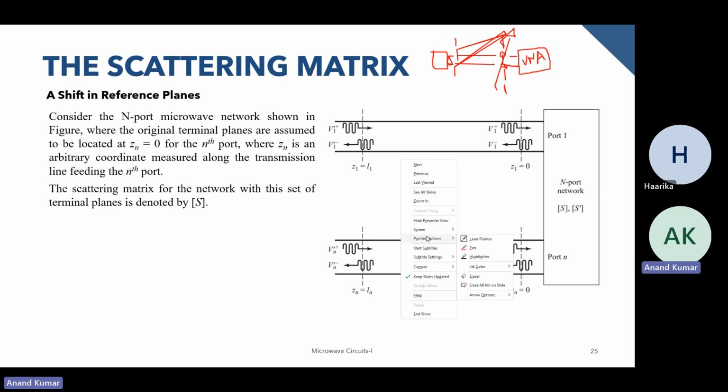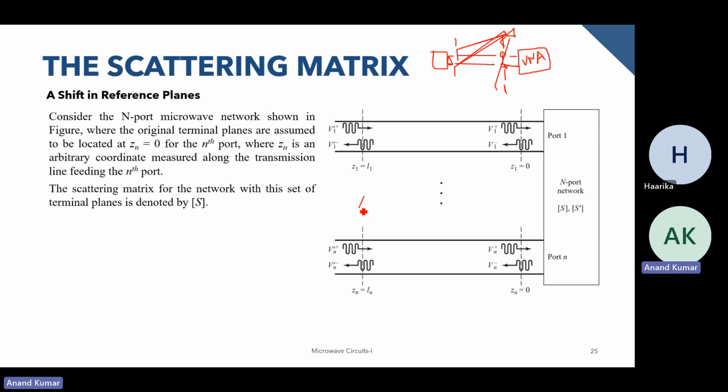Maybe I'll again try to draw it. So S prime is essentially the S parameter for this entire network. For example, we are including this device under test and this lossless line. So this is S prime, and if we were measuring just till here, this would have been S.